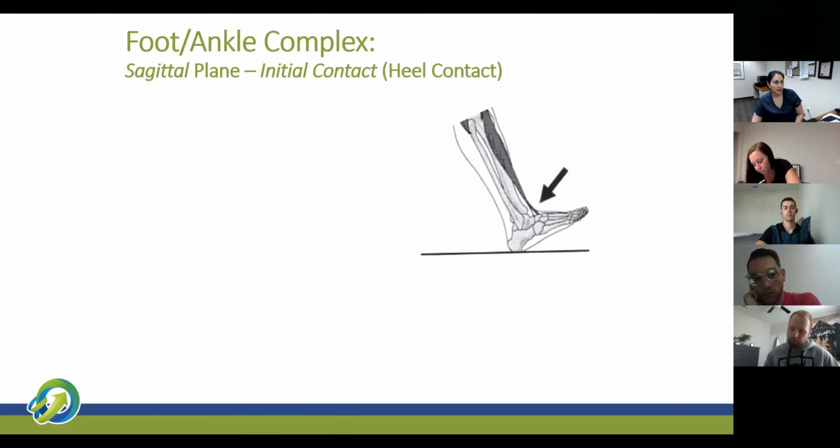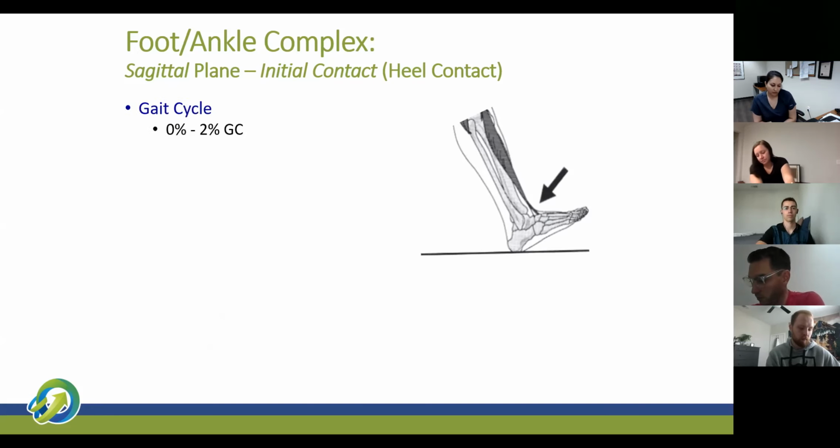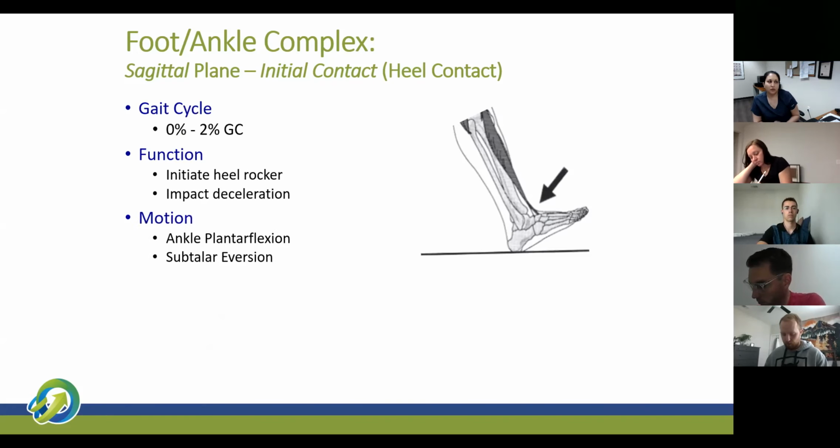So we have the initial contact, where, as Miss Emily said, our heel rocker comes into place. It's 0 to 2% of the gait cycle, so it's not very much. We initiate the heel rocker as well as impact deceleration. For deceleration, we are focusing on ankle plantar flexion with subtalar eversion. When we went through the muscles, we learned what the plantar flexors are and what the everters are.